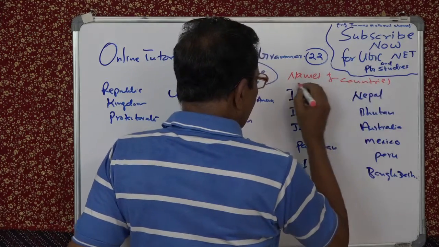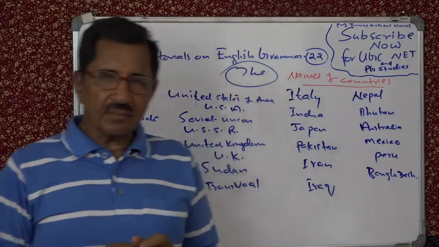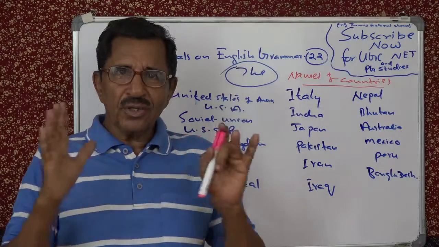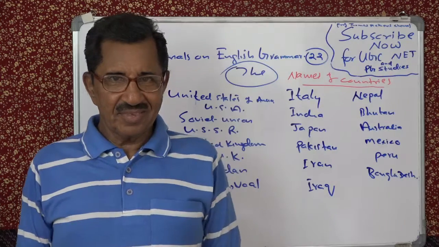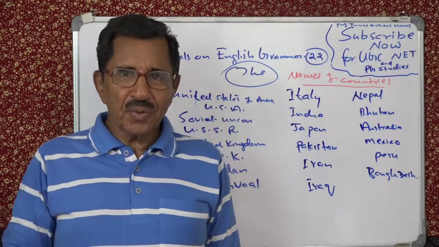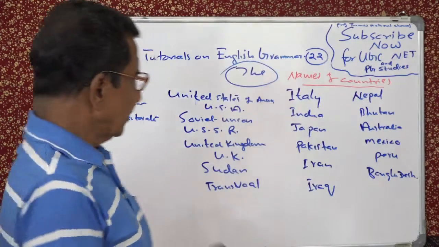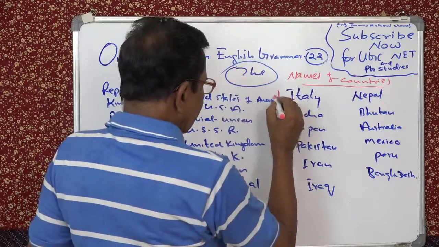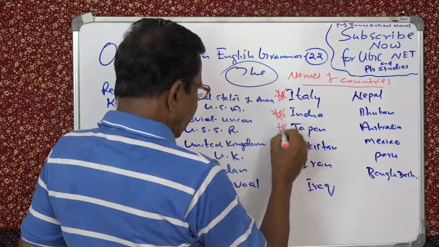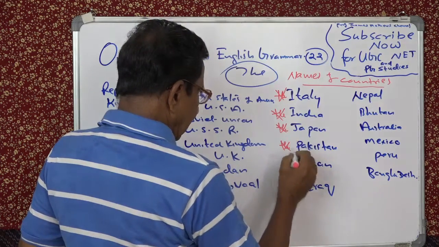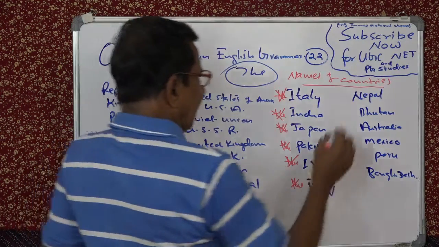Now, one very important point to remember here is, when you deal with names of countries, do not use the definite article the. Understand? Do not use the definite article the. So that means if you write the Italy, that is wrong. The India, wrong. The Japan, wrong. The Pakistan, wrong. The Iran, wrong. The Iraq, wrong.